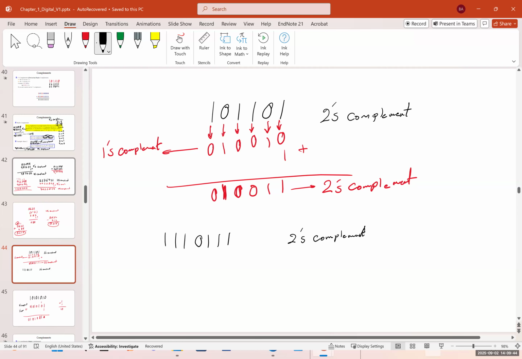What is the answer to this? 0, 0, 0, 1, 0, 0, 1. Perfect. So the 1's complement would be 0, 0, 0, 0, 1, 0, 0, 0. And you add 1 to it, so it's going to be 0, 0, 0, 1, 0, 0, 1.